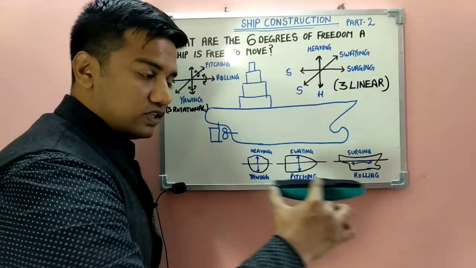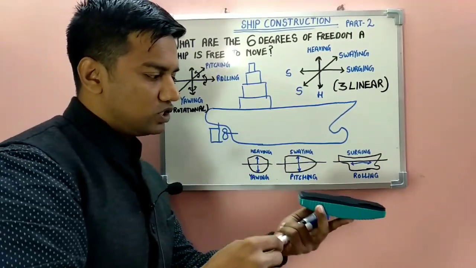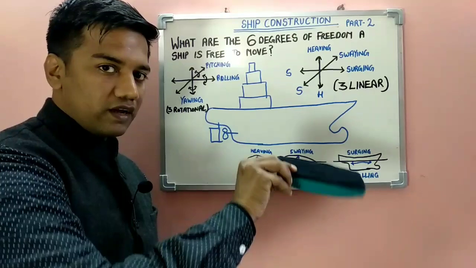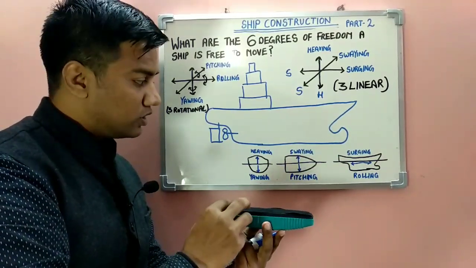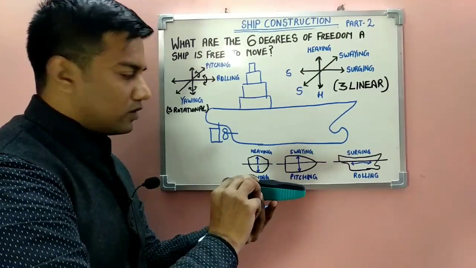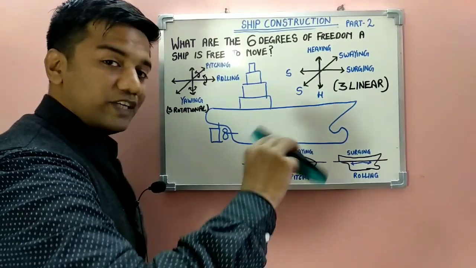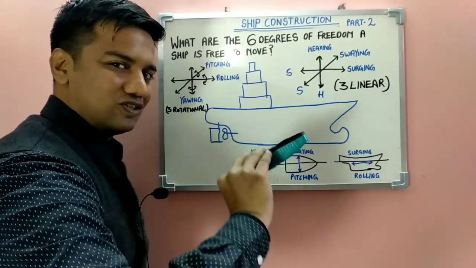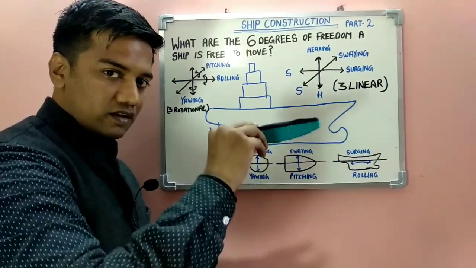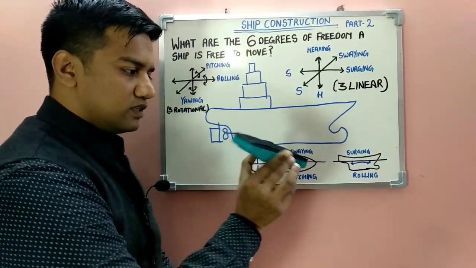Now, considering surging, the rotational motion in the direction of surging is called rolling. The rotational motion in the direction of swaying, now this was swaying, so the rotational motion would be in this direction, as you can see in the figure over here. So this is called pitching. Then comes the rotational direction in heaving. The rotational direction to heaving is yawing.